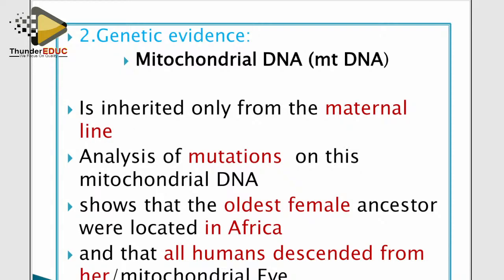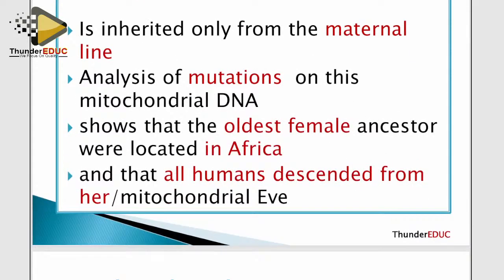All right. Mitochondrial DNA, then you have to say that it is inherited only from the maternal line, and analysis of these small mutations shows that the oldest female ancestor was located in Africa, meaning that all these humans descended from that, which we call the mitochondrial Eve, meaning that Eve was from Africa. In other words, they are saying that Eve was a black person, because in Africa we find black people. But are they black? They are dark-skinned people, not black.